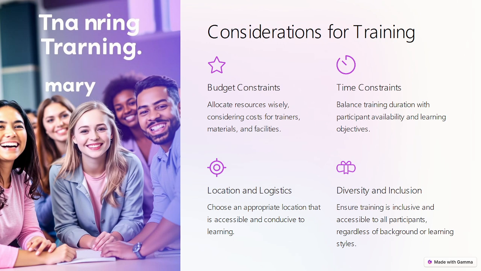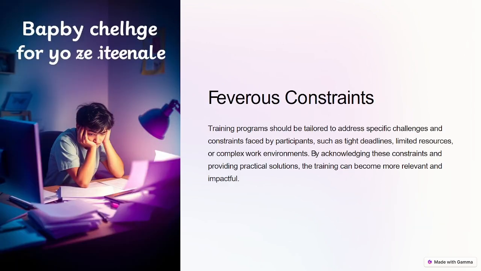So these are the considerations for the training. Number one is budget constraints. Number two is time constraints. Number three is location and logistics. Number four is diversity and inclusion. Hope you understand. These are the considerations for the training. Ma'am, please go to the next slide.